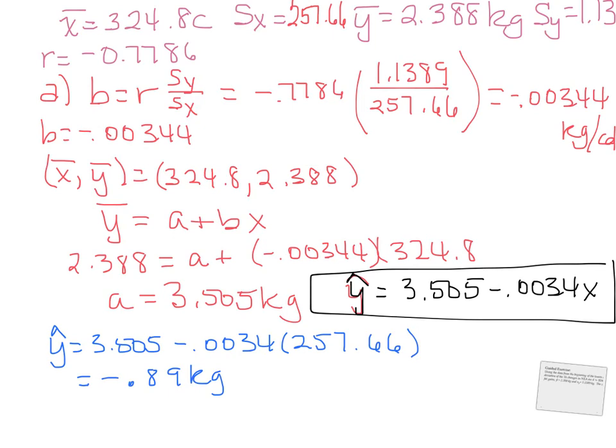So what this is saying, there is a decrease of 0.89 kilograms for every 257.66 calories that are used. And that is how you use a simple regression line.